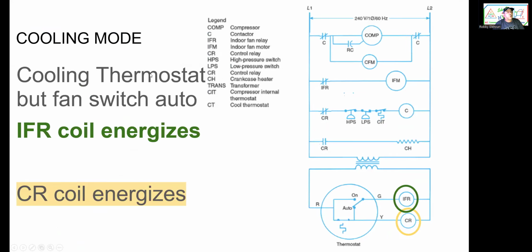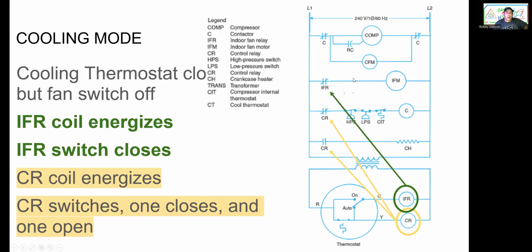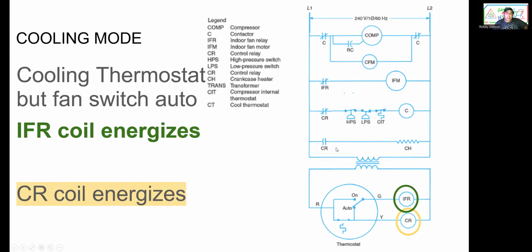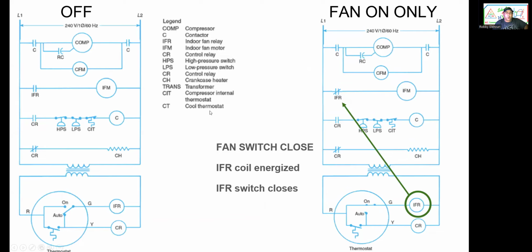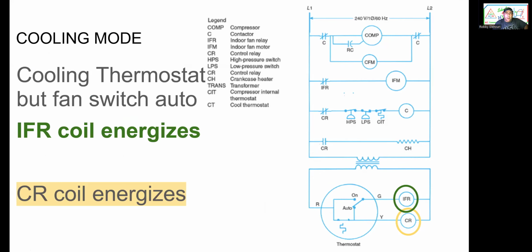Cooling mode, the cooling thermostat, fan switch auto. So now cooling mode, thermostat closes here. We'll turn on both indoor fan relay. And so two things, you're gonna be in cool mode and thermostat gotta rise. That will turn on indoor fan relay, compressor contactor, and crankcase heater will shut off. Notice here, crankcase heater was on. When the system is off, you need the crankcase heater now off.